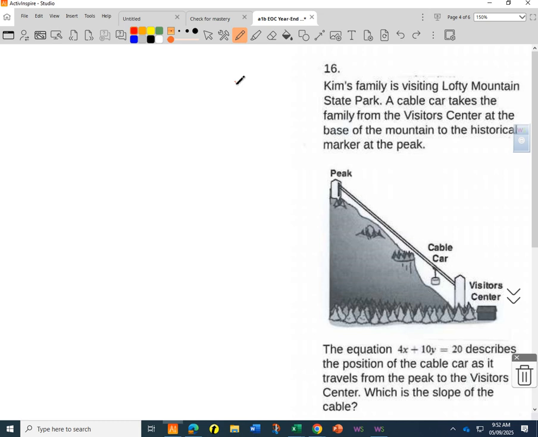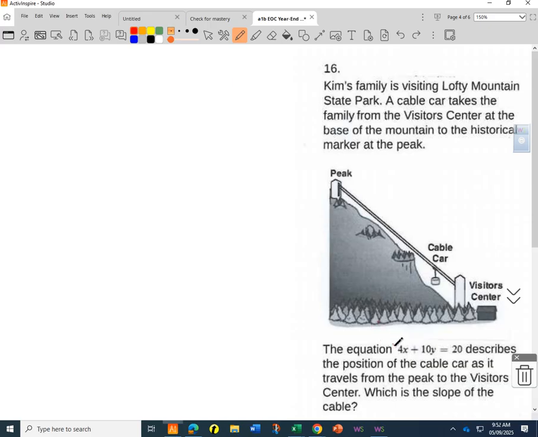Number 16. Kim's family is visiting Lofty Mountain State Park. A cable car takes the family from the visitor center at the base of the mountain to the historical marker at the peak. So from the bottom to the top, they give an equation that describes the position of the cable car as it travels from the peak to the visitor center at the base. Which is the slope of the cable?